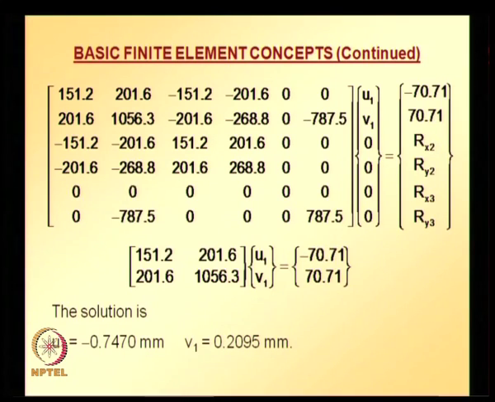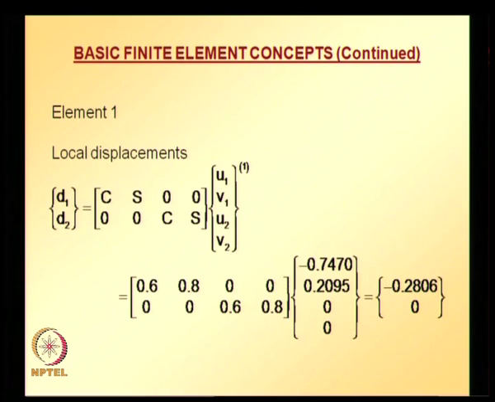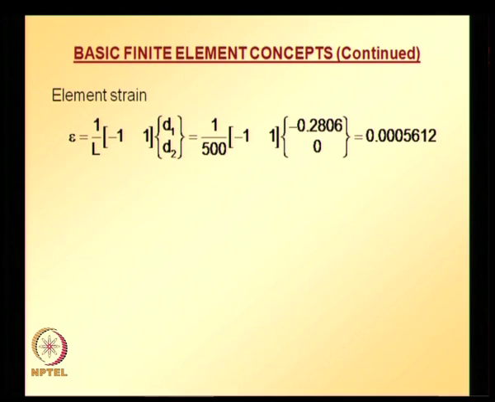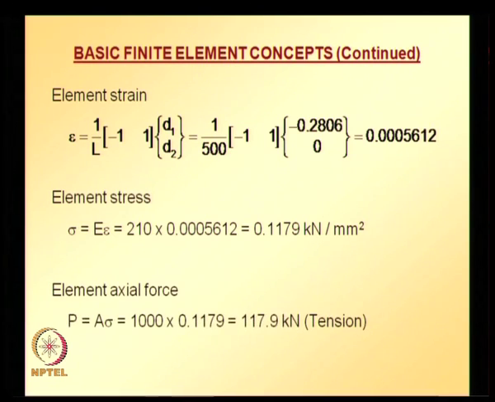So, once we get u1 v1, we can go back to each element and calculate stresses, strains, and axial forces in that element, but before we do that we need to find the corresponding local values. So, for element 1, local displacements using the global displacements, that is u1 v1 we just calculated, and u2 v2 are 0. Using these values, and also for element 1 we know cos alpha and sin alpha, we can find the local displacements, and using the local displacements we can calculate the element strains, element stress and axial force, and axial force turns out to be positive. So, it is tensile force.